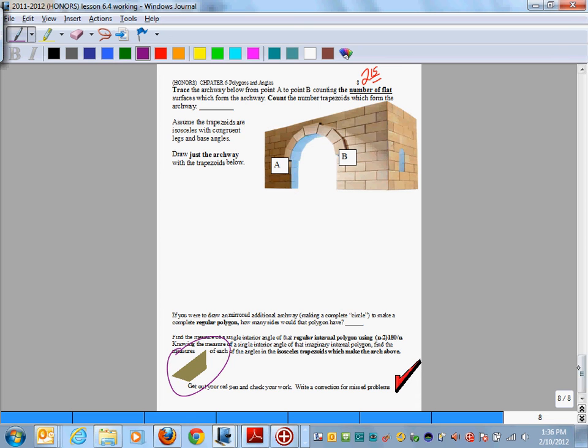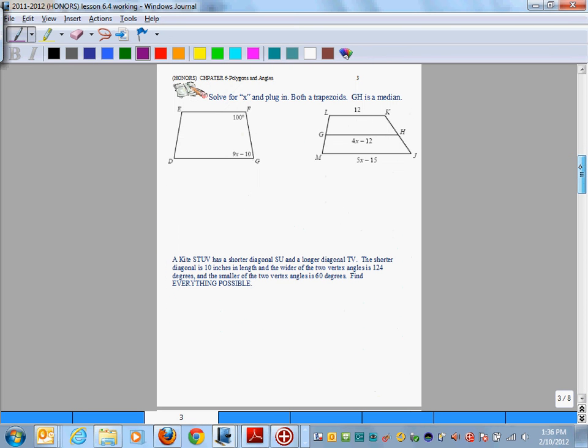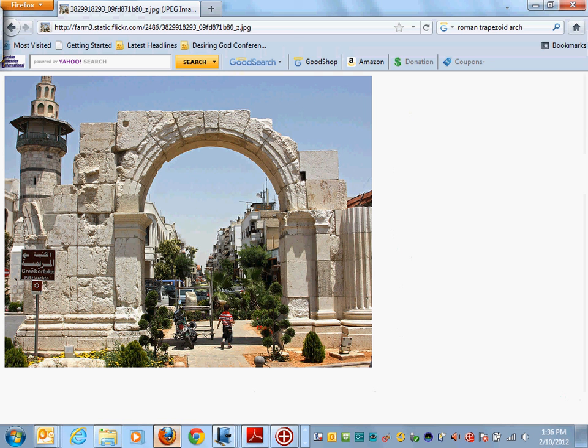Okay, let's talk here about the significance of a trapezoid. Let's go back here. Trapezoids. Why are trapezoids important? Caitlin, can you share with me the piece of trivia that you shared with me about 5 minutes ago? Oh, the Romans invented the arch.